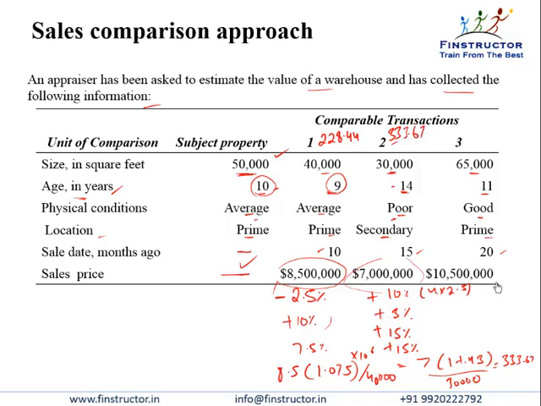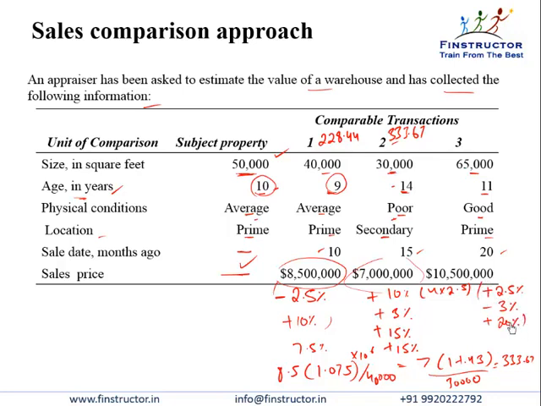So for the third property, similarly, the property is 1 year older. 1 year older property sold at 10.5. A new property will sell at 2.5% higher. The property is in a good condition. A good property sold for 10.5. An average property will sell for 3% lower. Both are prime, so no adjustment needed. Sale happened 20 months ago. So the price of the property today would be 20% higher to make it comparable.